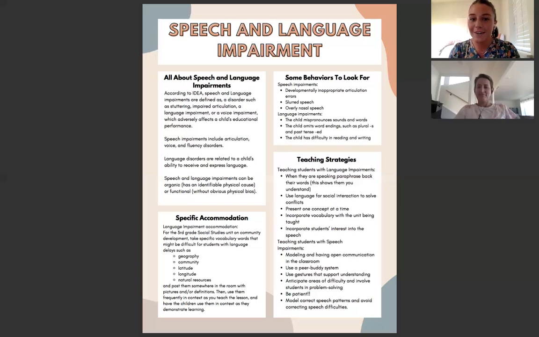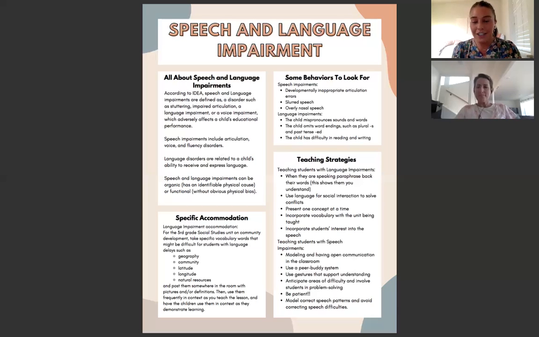So when you're teaching your students, some behaviors to look for to see whether they need specific interventions, for speech impairments: developmentally inappropriate articulation errors, slurred speech, or overly nasal speech. And then for language impairments, a child mispronounces words or sounds. A child omits word endings such as plural S or the past tense ED. And then a child has difficulty in reading and writing. So those are all things to look out for.